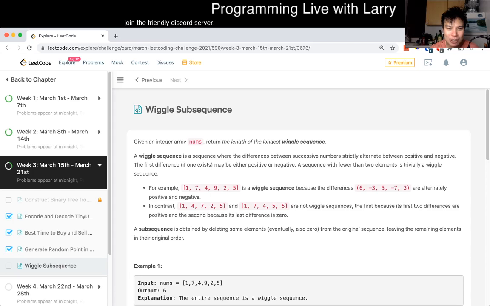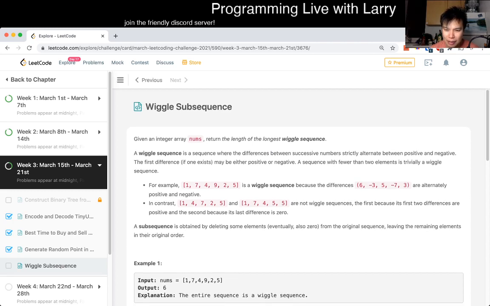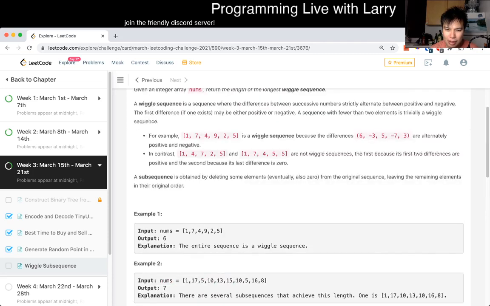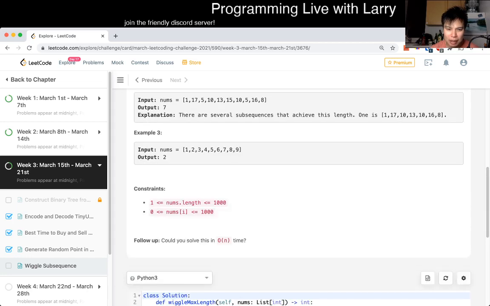Okay, so what is a wiggle? Why did I say wiki? Wiggle subsequence. Okay, return the length of the longest wiggle subsequence. Actually, it's really funky. Okay, so basically you want a sequence that's going up, down, up, down, up, down.